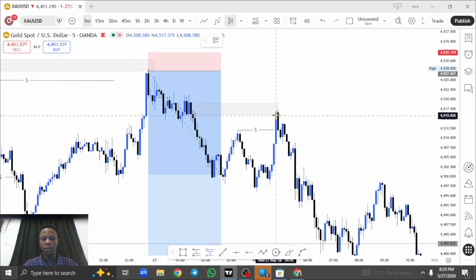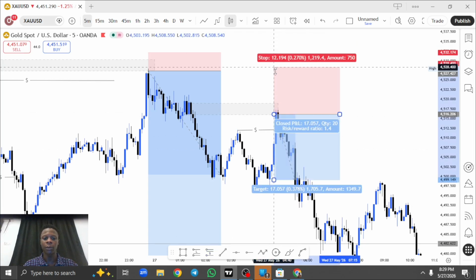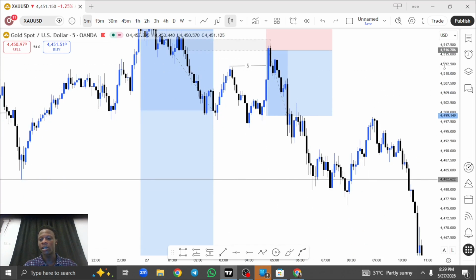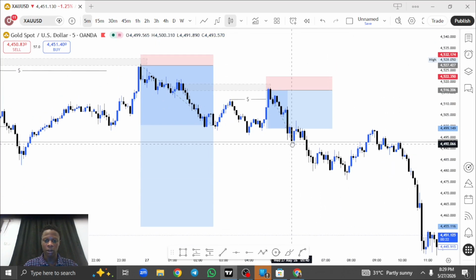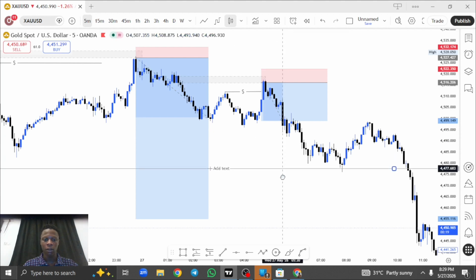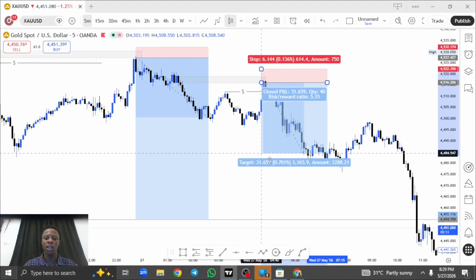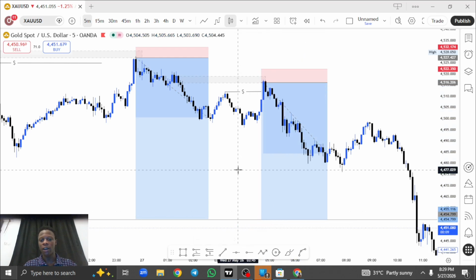Short. Then my stop loss will be above this high. Then I'll target this, my nearest key level, the nearest reversal zone. That's what I do target. So I'll have it like this.